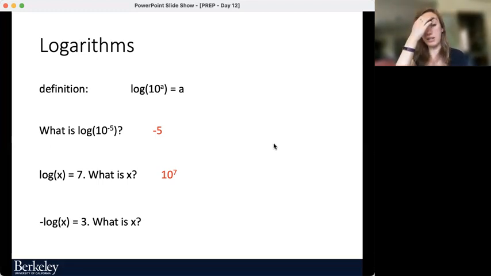So just to test yourself, if I have negative log of x is 3, then what is x? Just think about it for 30 seconds. I can move that minus to the other side. So that's like saying log of x is minus 3. So x will be 10 to the minus 3. We're going to use this in our definition of how acidic or basic something is. But for now, this is just math. This is what a logarithm means.